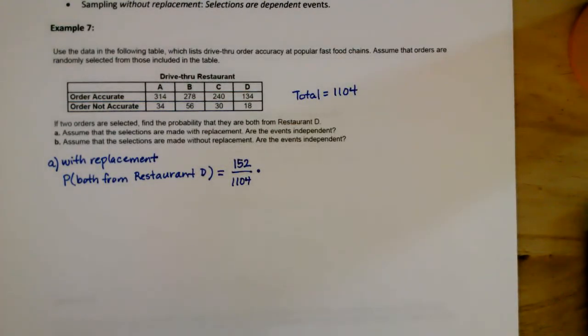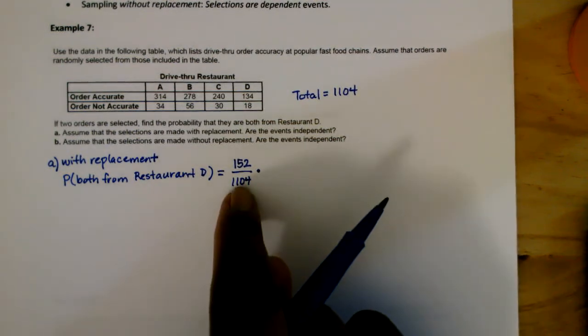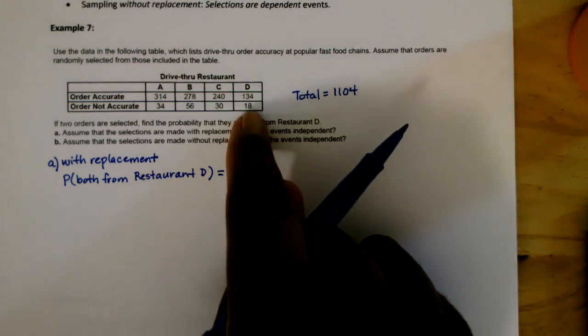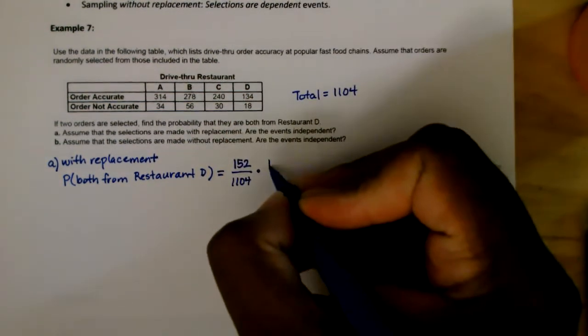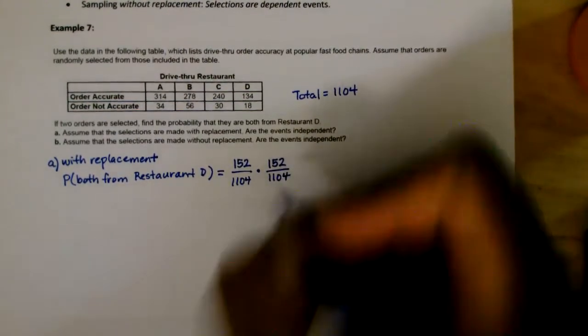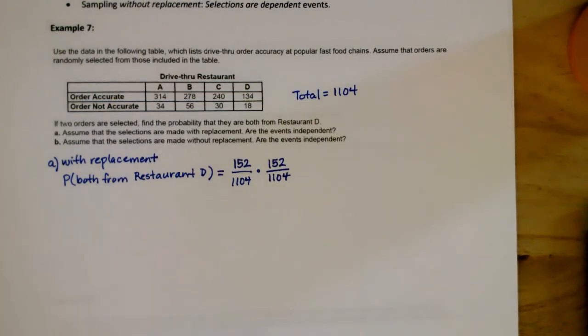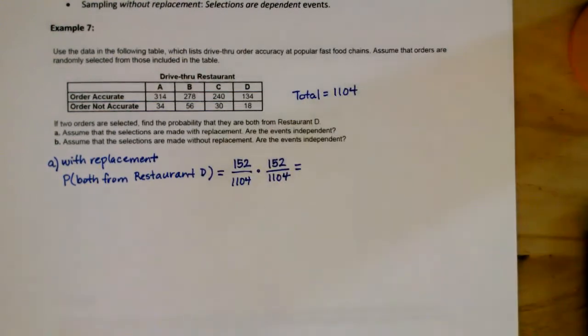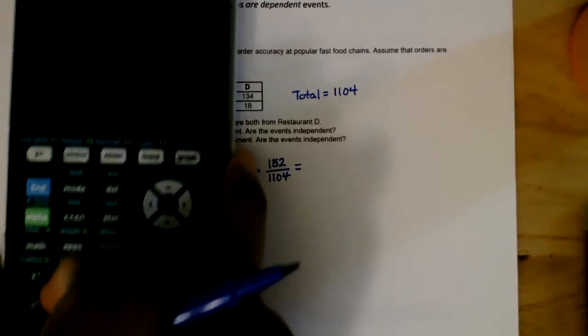Now, with replacement means that first selection will be considered again. So I'm still going to have 134 plus 18, which is still 152 out of 1104 on the second order. Okay. So with replacement, your probabilities are going to remain the same. Now, we need to come up with a decimal value for that. So let me show you how that's going to be done.